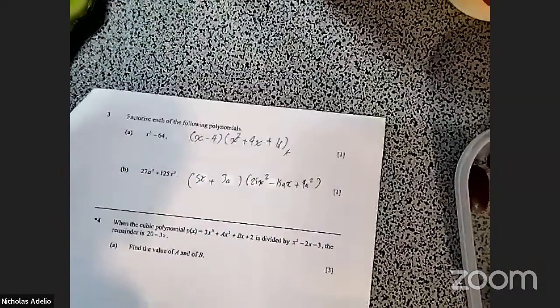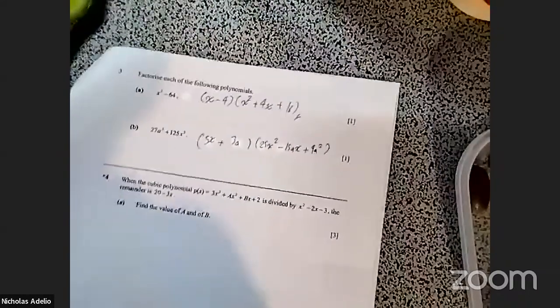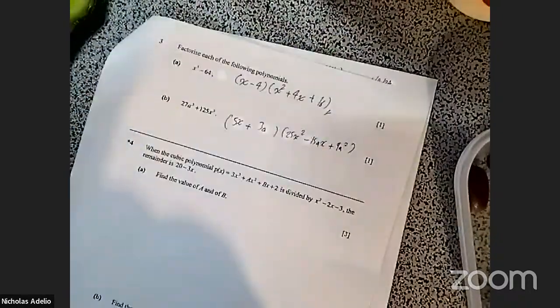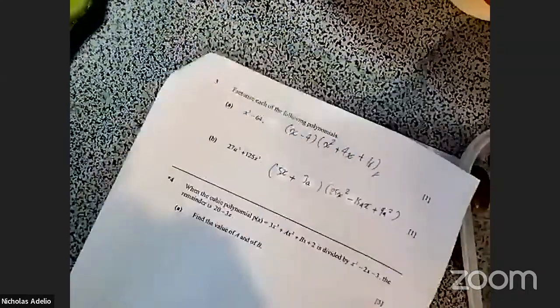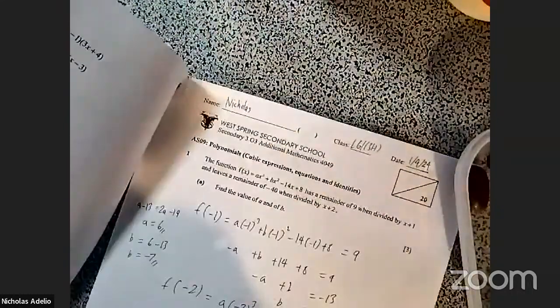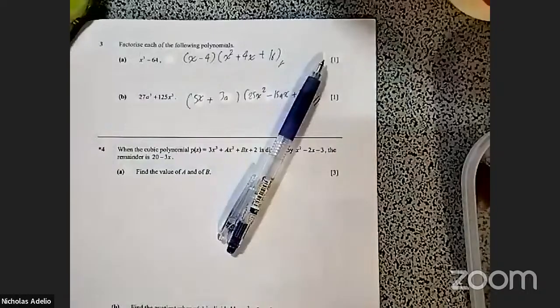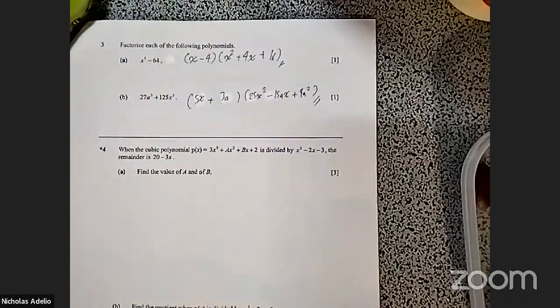That's correct. Nice. 3a plus 5x or 5x plus 3a, same thing. 25x squared minus 15ax plus 9a squared. Okay, good. Do you understand?